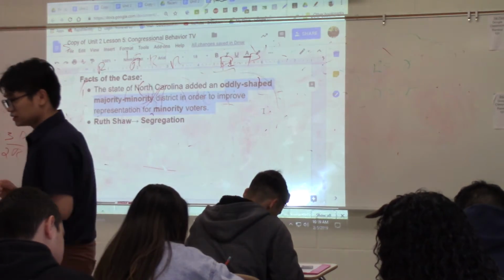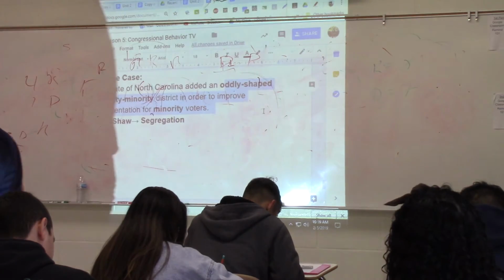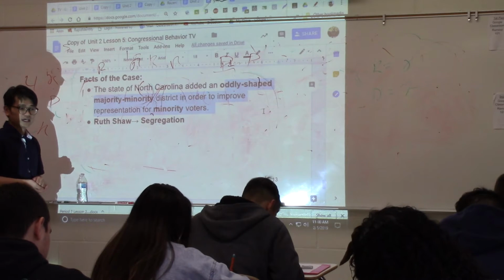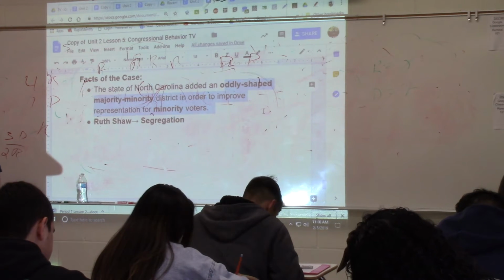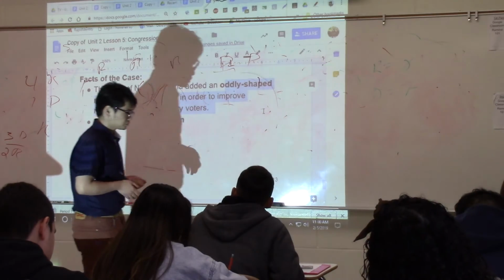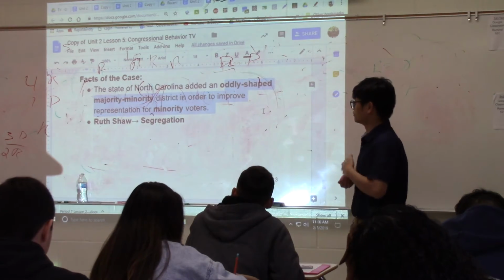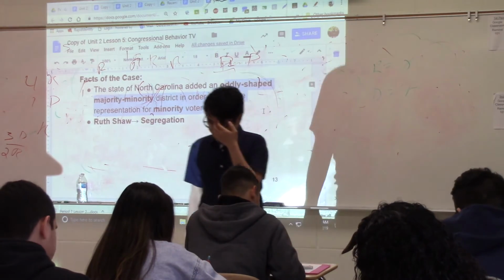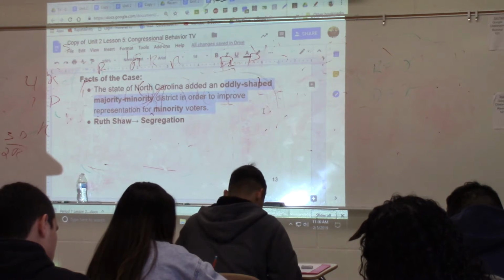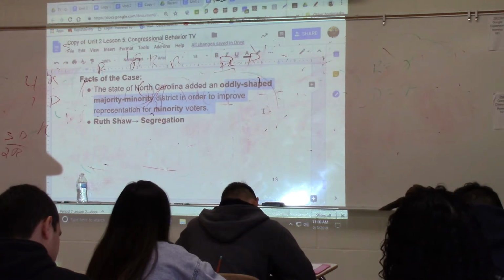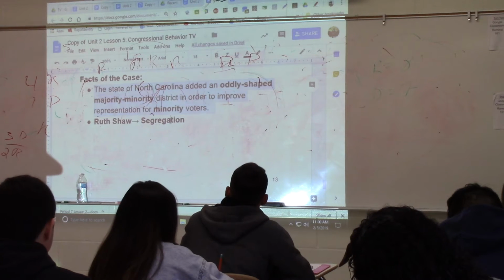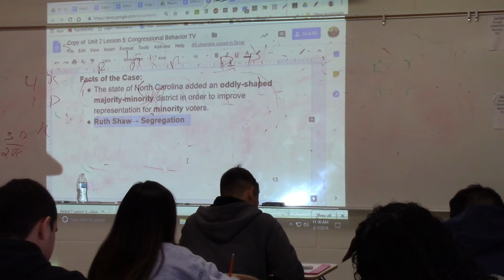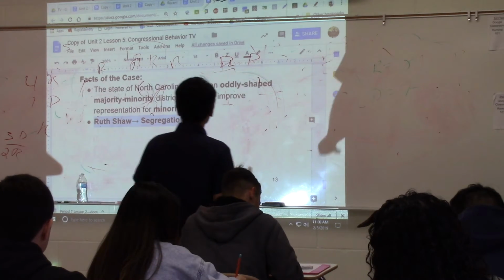So she was saying it was discriminating against the whites? Yes. Because they're drawing these lines based on race and segregating people based on race, which for her is a violation of the 14th Amendment's Equal Protection Clause. But again, the original intention was a good thing for North Carolina, but they may have overcompensated. Any questions so far?